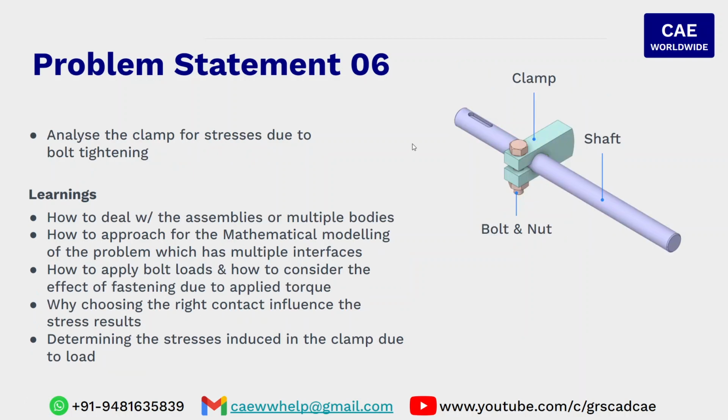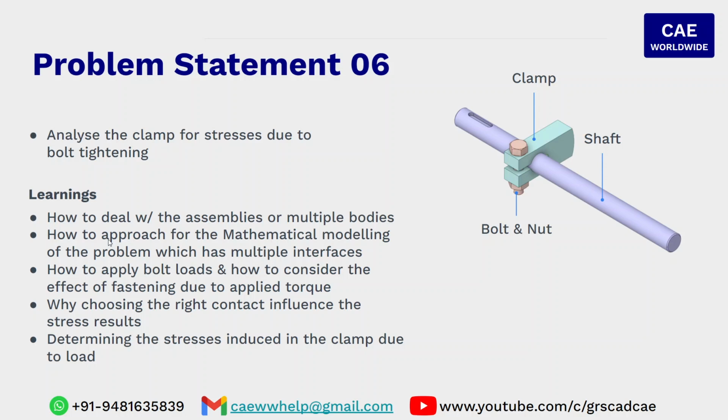The next problem is very interesting. It is made up of multiple bodies: shaft, bolt and nut, and the clamp. Here the statement is to analyze the clamp for the stresses due to bolt tightening. When the bolt is tightened, the clamp is going to force against the shaft and stresses will be induced in the clamp. The area of interest is to study the stresses in the clamp.